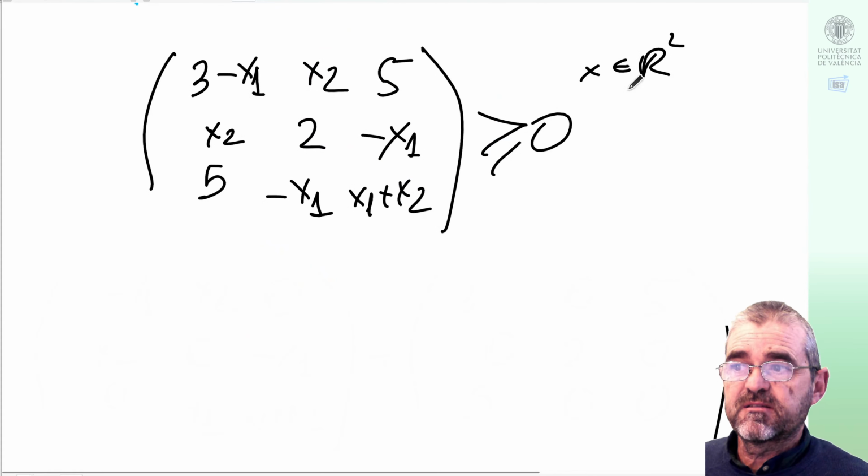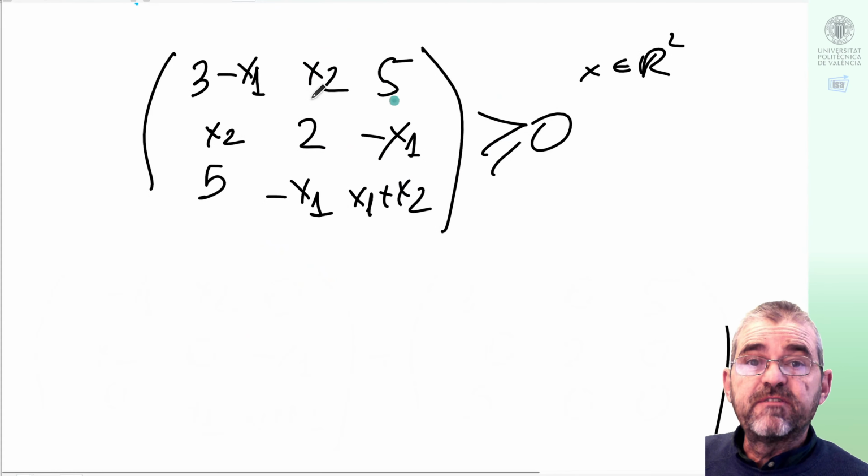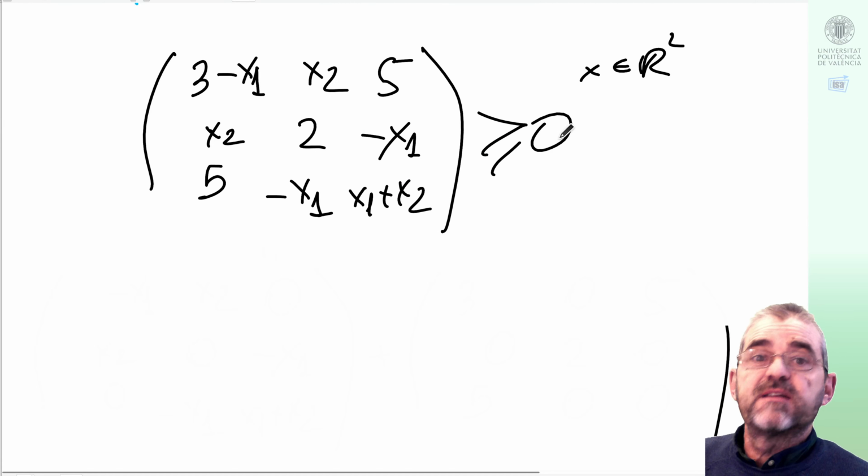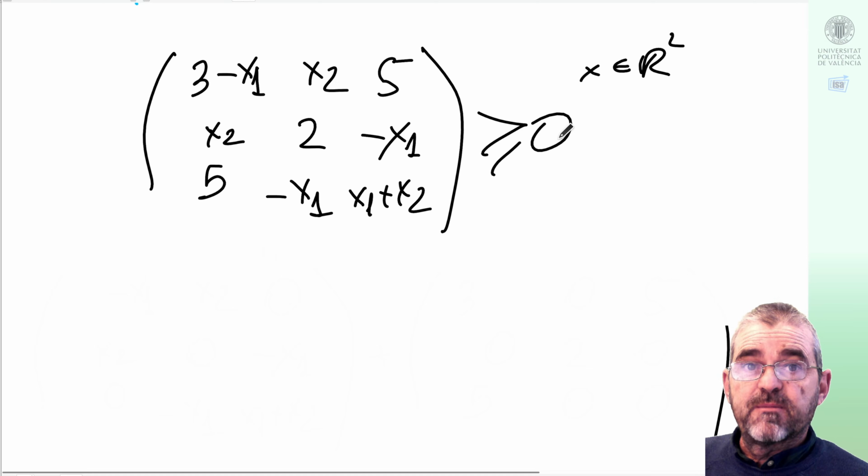An LMI set was the set of feasible values of a given linear matrix inequality expressed, for instance, as this thing. So X will be a two-dimensional vector, and if this matrix is semi-definite, the values of X that render that inequality true will belong to the LMI set. LMI sets were convex, and they had polynomial boundaries.